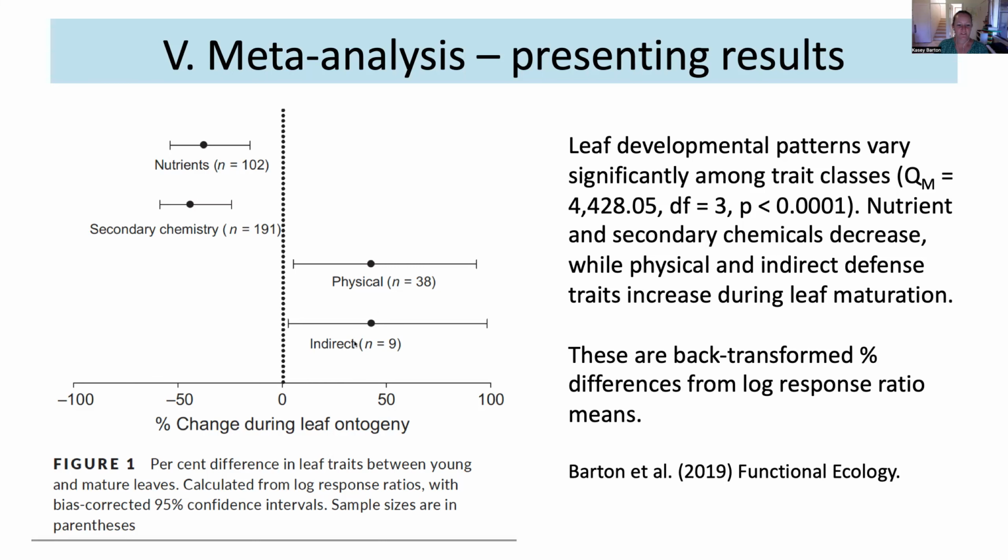On the other hand, physical and indirect traits increase as the leaf matures, but these are smaller number of replicates, and you can see the 95% confidence intervals are much greater, but still statistically significant. So there's no comparable back transformation for Hedges' d. That's why I think Hedges' d is just less intuitive than log response ratio.